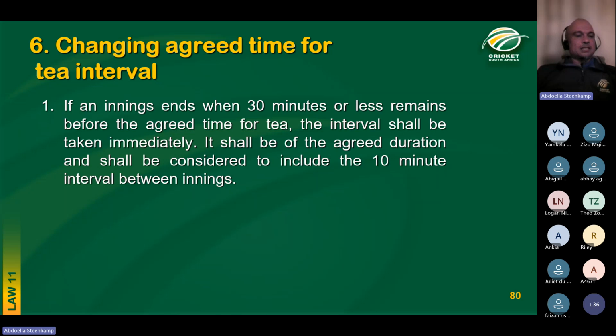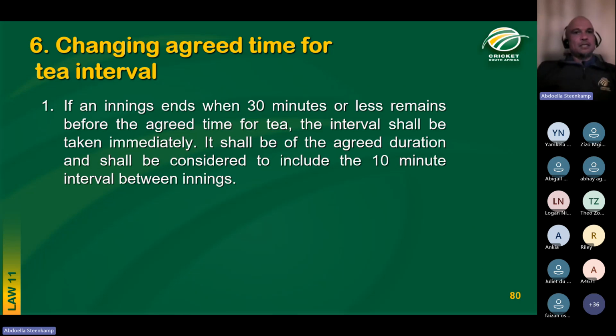I'll use an example to illustrate this. Let's say our tea time is at 3 o'clock. So India batting, India dismissed at 14:35. What happens next? You can activate this clause. You'll take tea immediately. Why? Because this clause tells us if an innings ends, India was dismissed, 25 minutes to tea, and this clause says 30 minutes or less to tea, you can activate this clause. So at 14:35, we will take tea immediately.